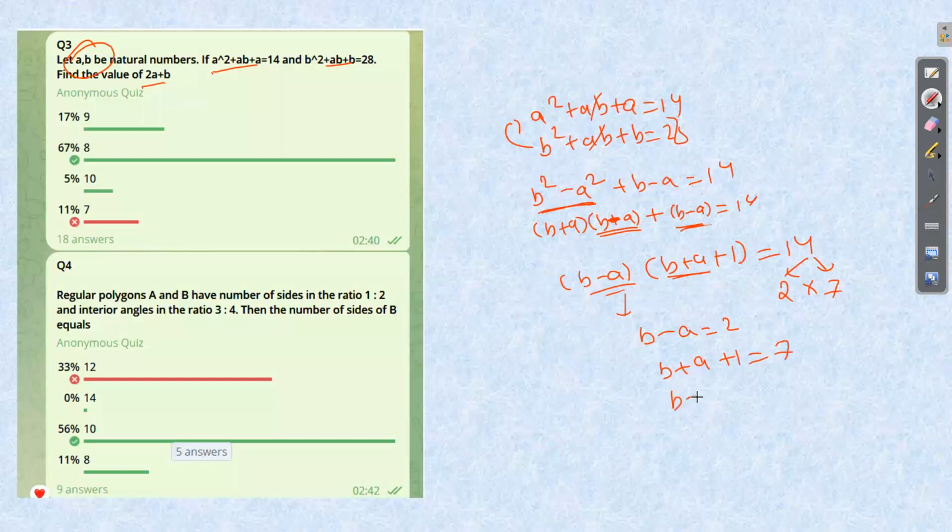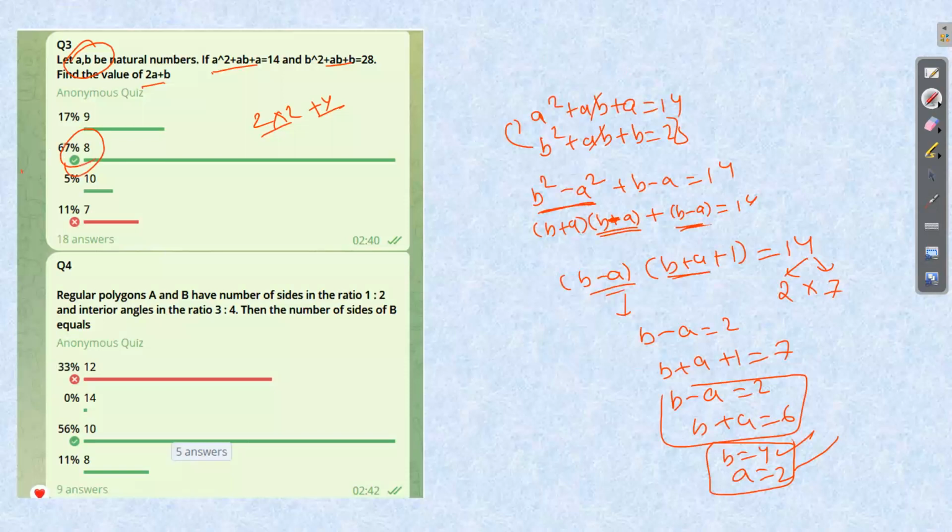So B minus A equals 2 and B plus A came out to be 11. Now from here the value of B, just add both. B equals 4 and A will be 2. So B is 4 and A is 2. The question is 2A plus B, so 2 into 2 plus 4, which is 8. That's the answer to the question.